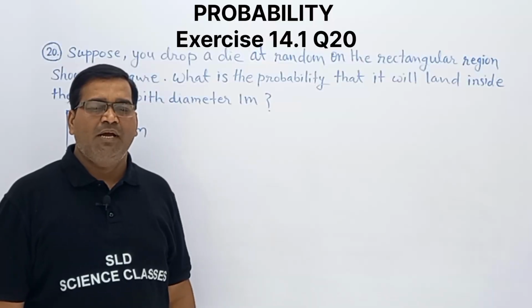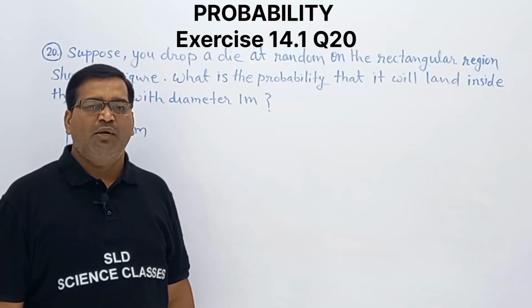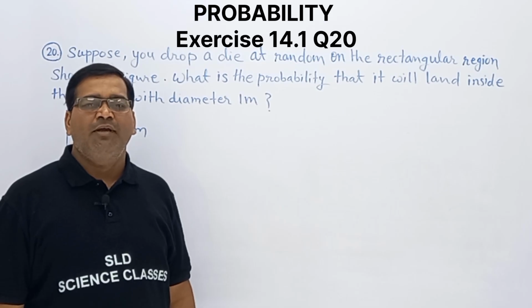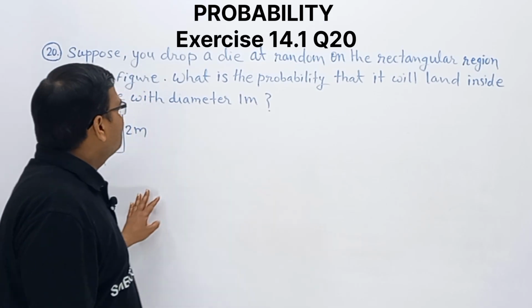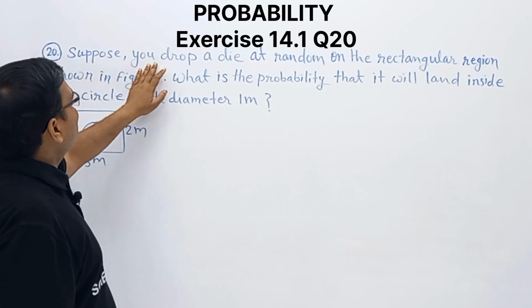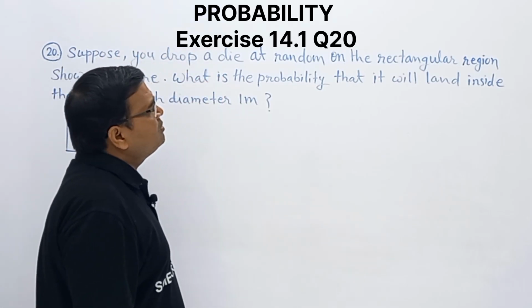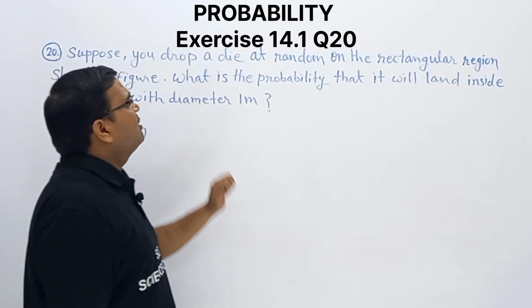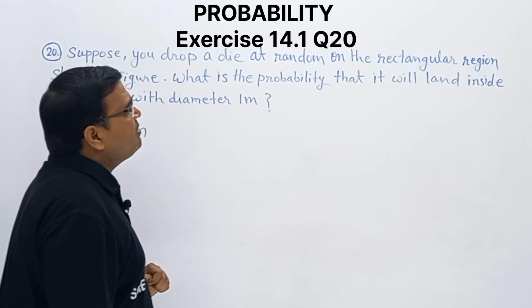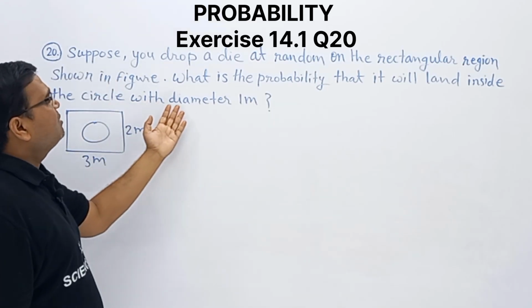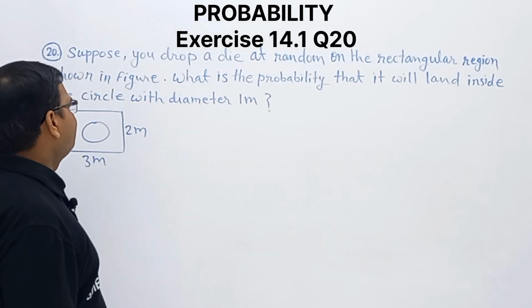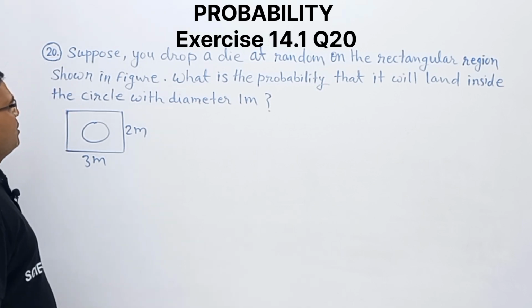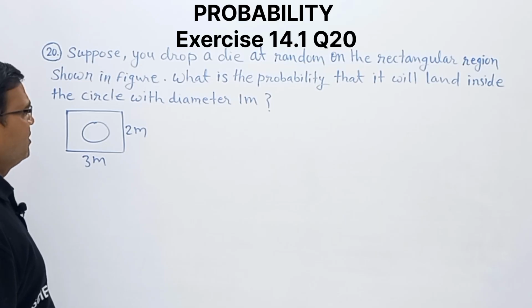In this class, we are going to discuss question number 20, exercise 14.1, probability. Observe this question. Suppose you drop a die at random on the rectangular region shown in the figure. What is the probability that it will land inside the circle with diameter 1 meter?